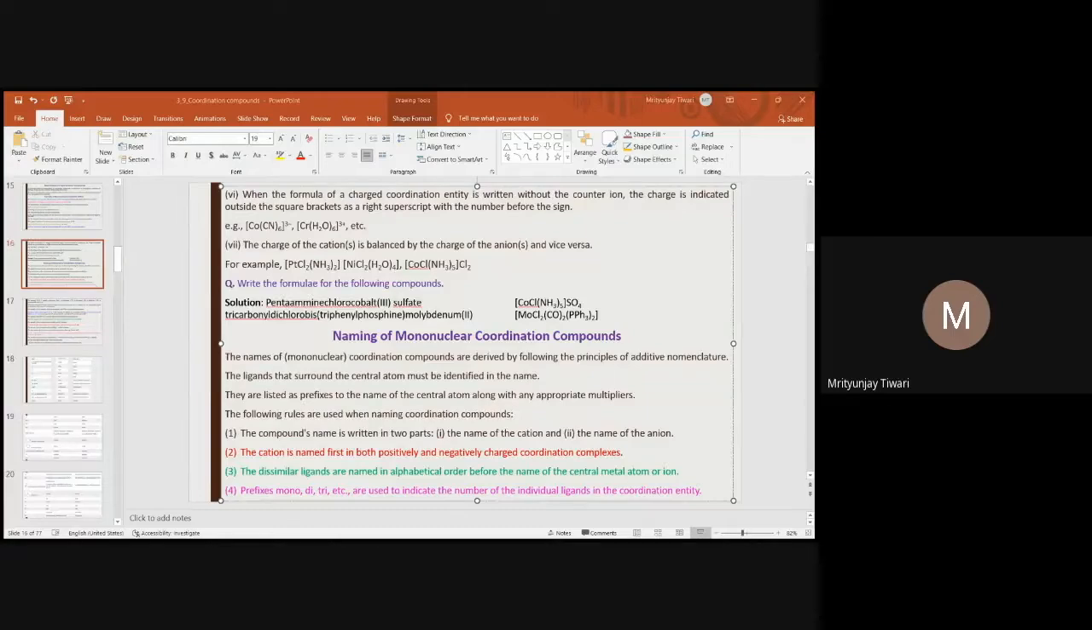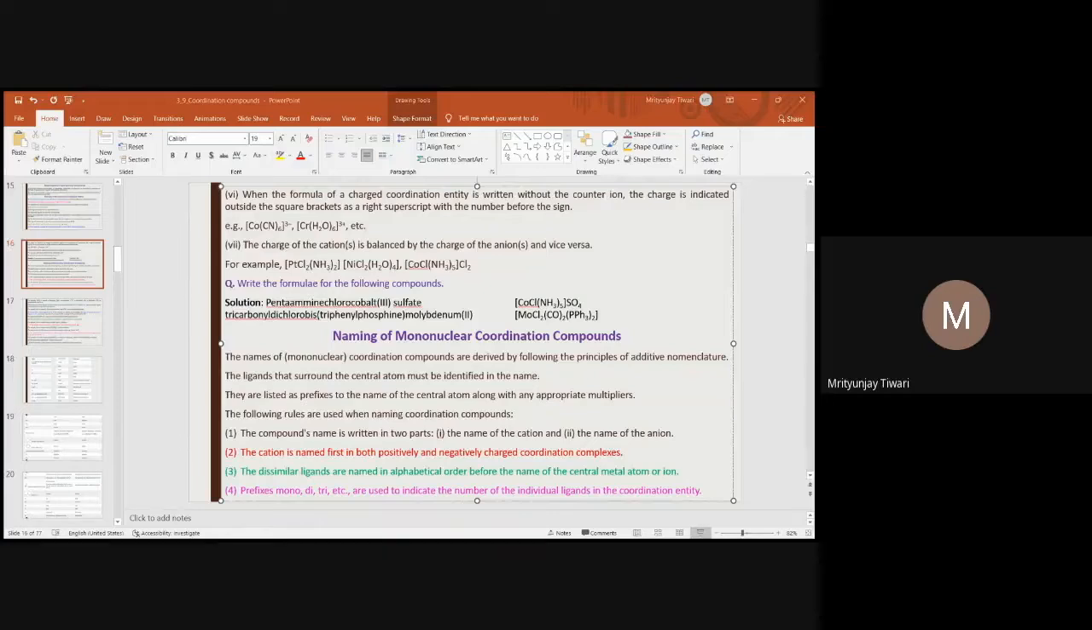If there is no positive or negative charge, you cannot write them together. They will be separate complexes. They are not part of the same compound. But since they are written together, they are part of the same compound. And this must be cationic, this must be anionic.